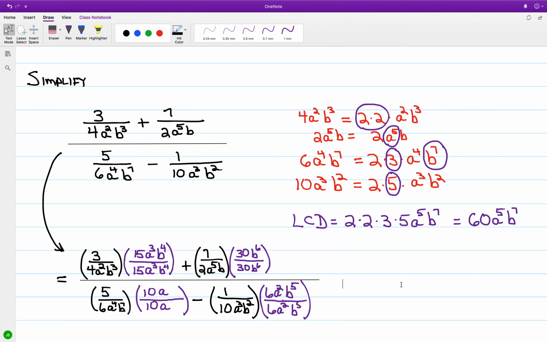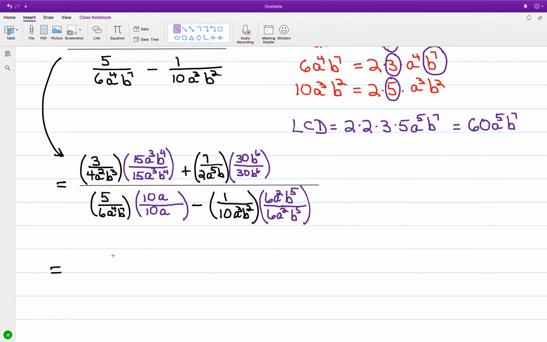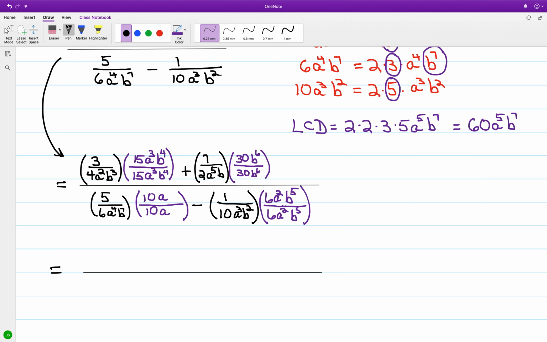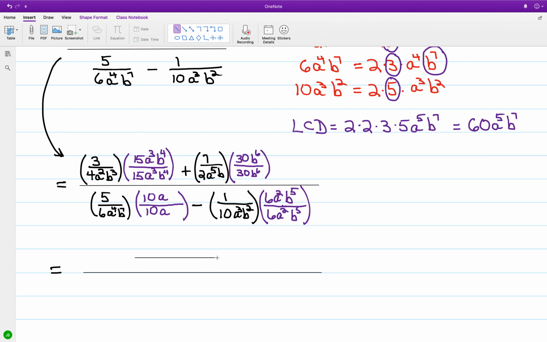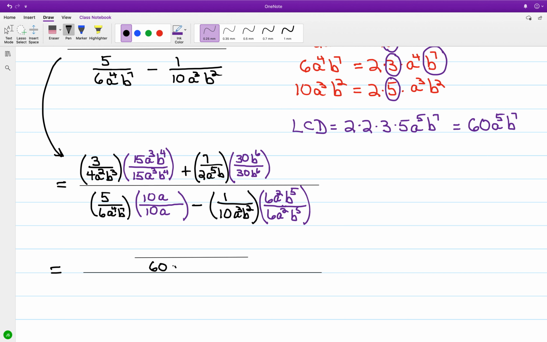All right, so for what we have out of these ratios, we already have them in terms of the least common denominator. And so taking what we have now, we're going to have everything in terms of the least common denominator for both sets of ratios. And for the numerator terms, we got 3 times 15 is going to be 45, a to the third, b to the fourth. Seven times 30 is going to be 210, b to the sixth.